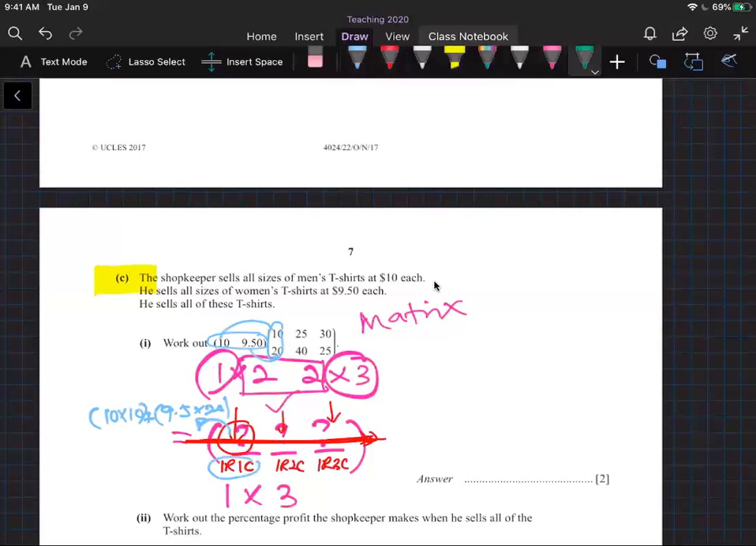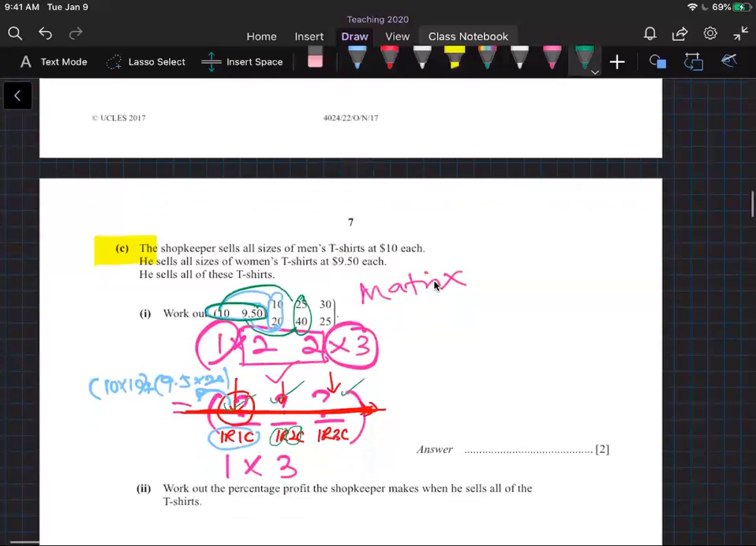For the second answer, first row, second column. So first row and then second column. So 10 times 25, 9.5 times 40, added together. You should get 3 elements. There are 3 numbers in it.